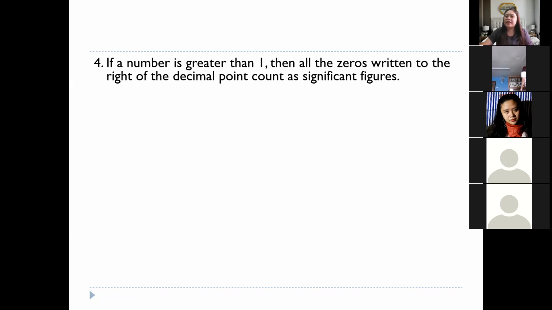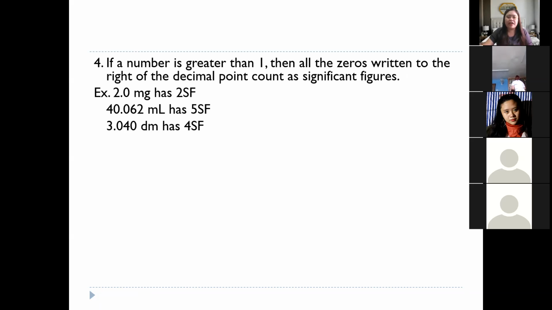So if a number is greater than 1, then all the zeros written to the right of the decimal point count as significant figures. Actually, we are referring here to the trailing zero. Just like this one, 2.0 milligrams has 2 significant figures. The presence of the decimal point there makes the trailing zero significant. This in-between zero is in between the 4 and the 6. There are two of them even if you have a decimal in between. So all of them are counted. Thus 40.062 has 5 significant figures.